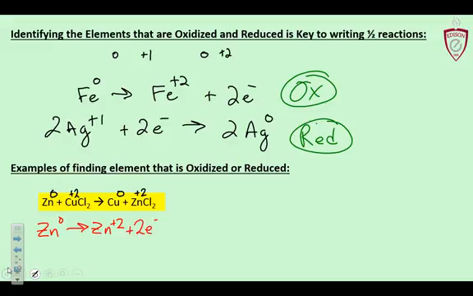Now, he's got a Zn0 going to a Zn +2 and giving off 2 electrons. He has a copper +2 gaining 2 electrons and going to copper 0. This will happen simultaneously. They are equal and opposite. And when we say equal, 2 electrons. The 2 electrons that zinc lost are the 2 electrons that copper gained. They're the same ones.